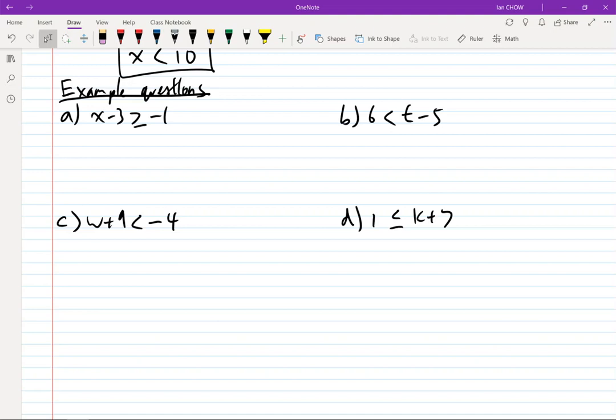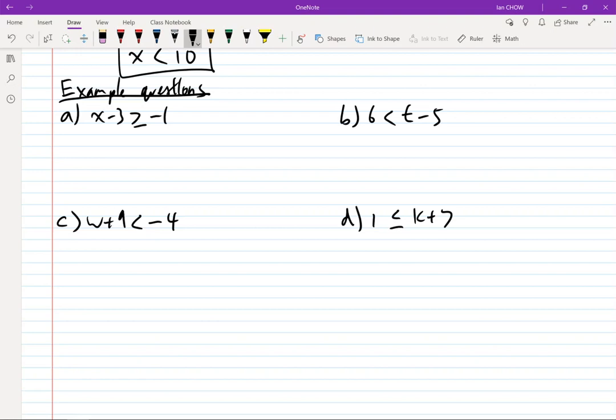So I assume that you should have finished. If you didn't pause the video, then you should pause it now and do the questions. I'm going to go through the answers right now. So what I want to do in A is we want to isolate the variable x. We want to make sure that it's on its own to find out what x is greater or smaller or less than or something like that.